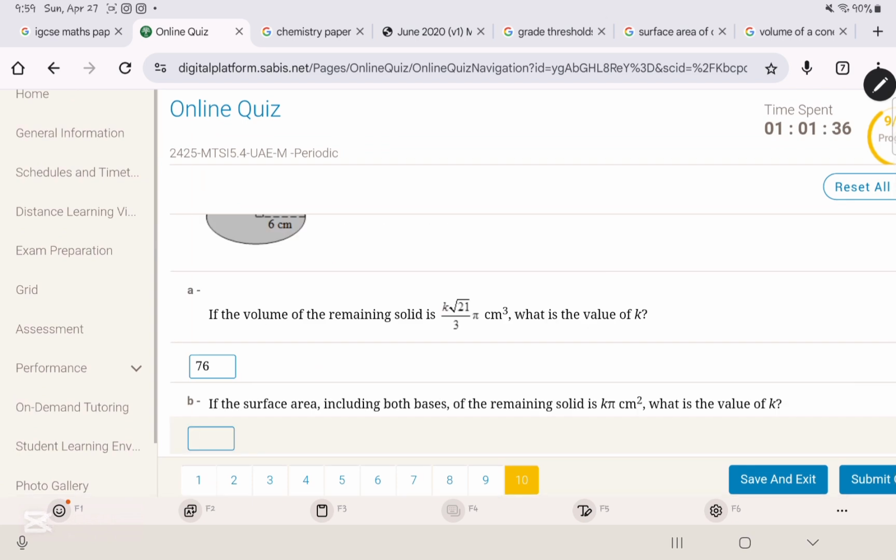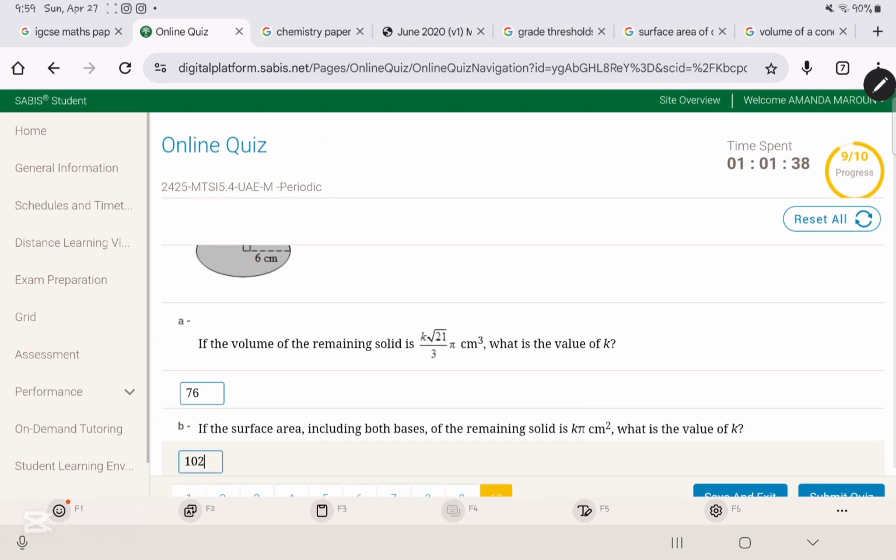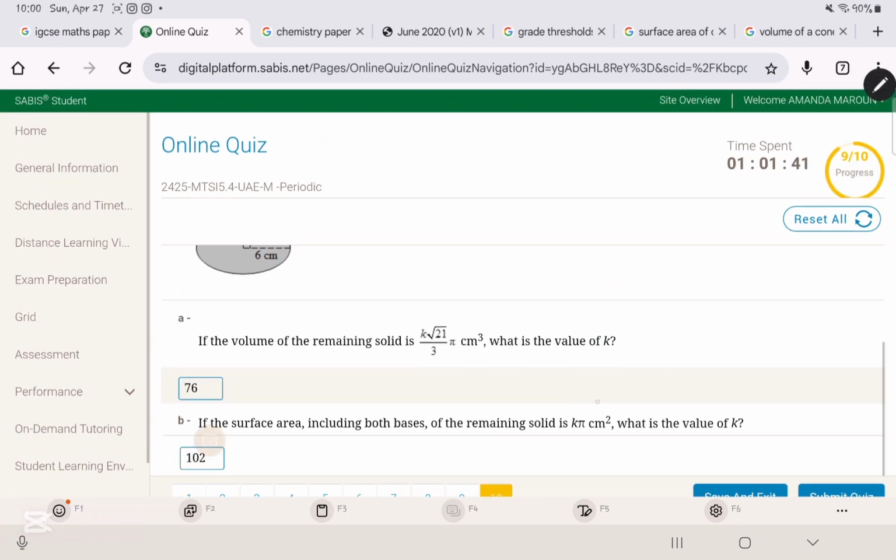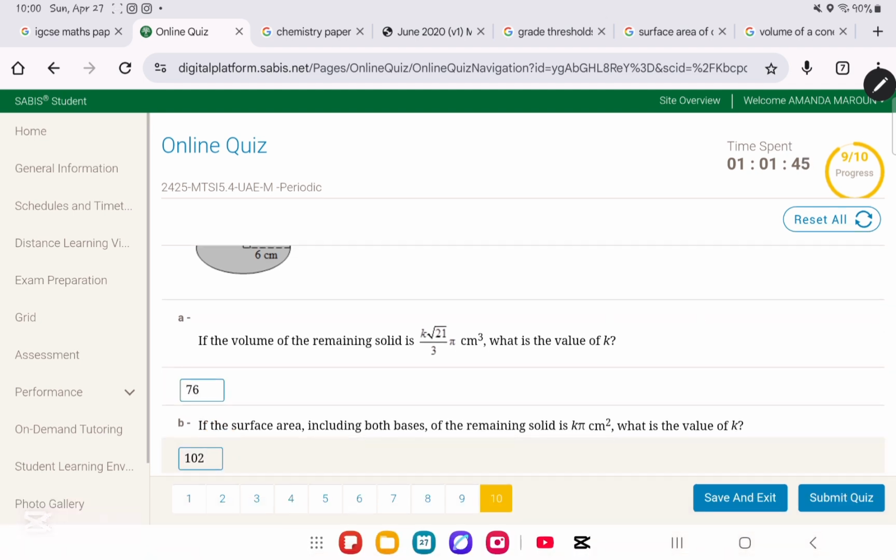The answer for them is 102 pi. Please do check with your teachers. I tried so many methods. I checked ChatGPT, I tried my logic, I tried everything. I'm not able to get this. I'm not attending the classes, I'm so sorry for that because I have my externals. So please do check with your teachers.